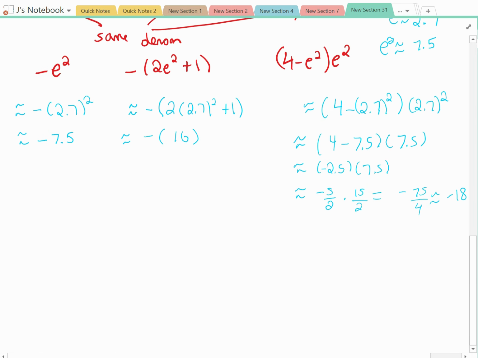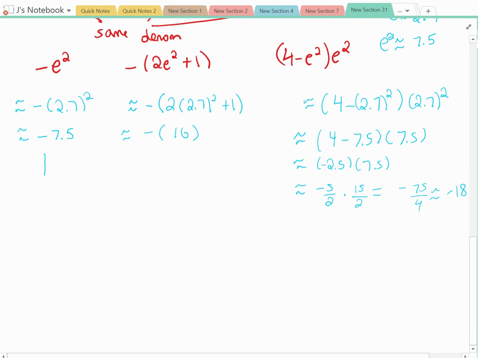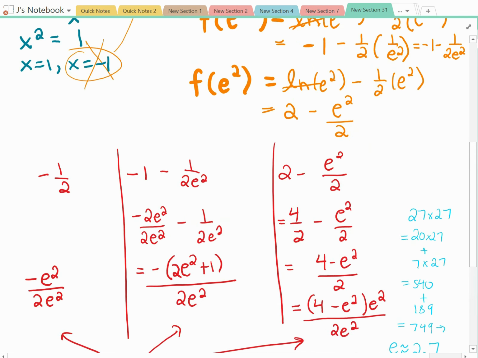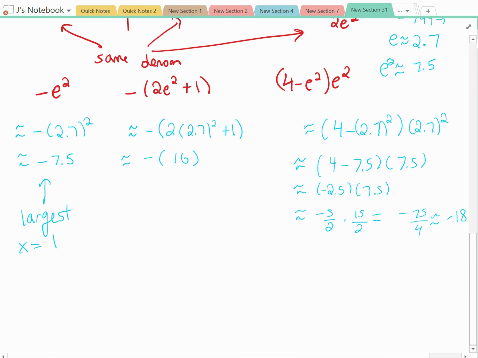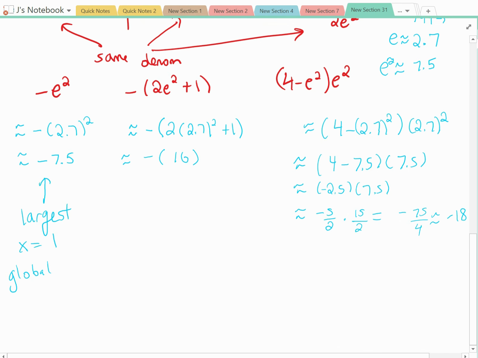So you compare these y values. The largest is the negative e squared, and that came from x equals, what was that? That was x equals 1, I think. Yeah. X is equal to 1, so that's your global max. And then the smallest one, the most negative one, is happening at the other endpoint, the negative 18. That x is equal to e squared, global min, most negative y value.